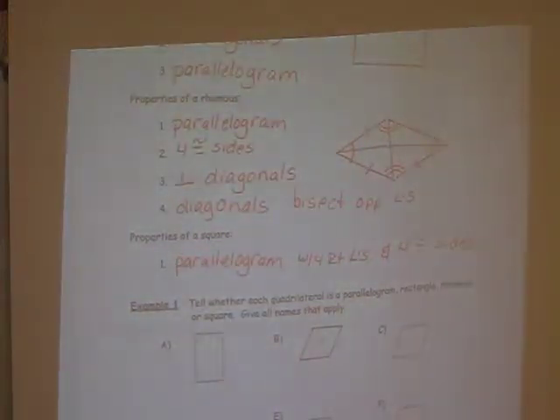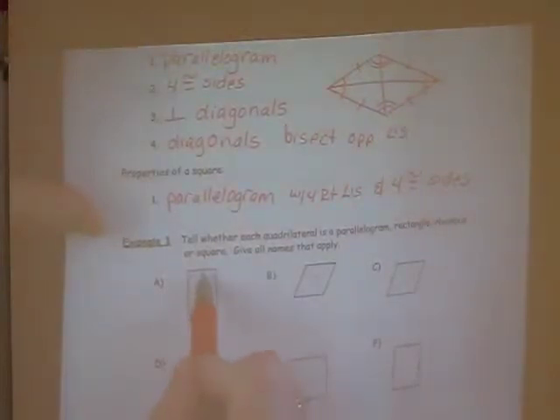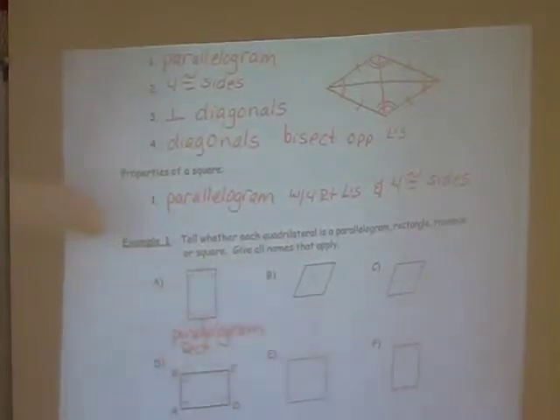Looking at example 1A, since opposite sides are congruent, that tells us it's a parallelogram. And since it has the right angle, it tells us it's a rectangle.